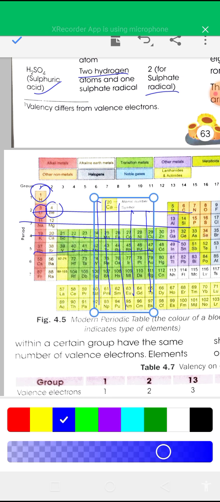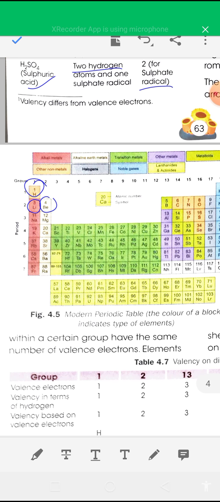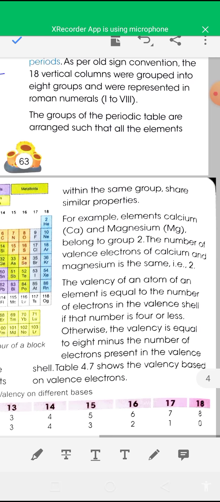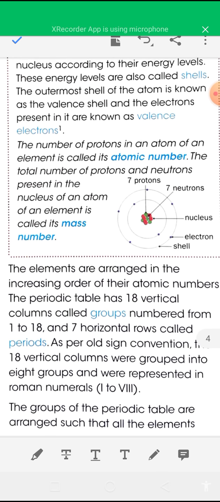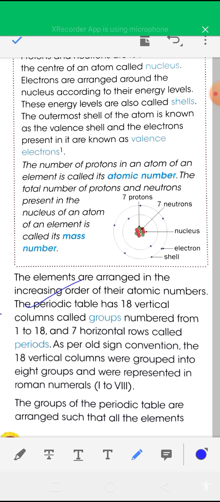In this modern periodic table, there are a total of 118 elements, and these 118 elements are arranged in 18 groups and 7 periods. The elements are arranged in increasing order of their atomic number. The periodic table has 18 vertical columns known as groups, with group numbers 1 to 18, and 7 horizontal rows known as periods.